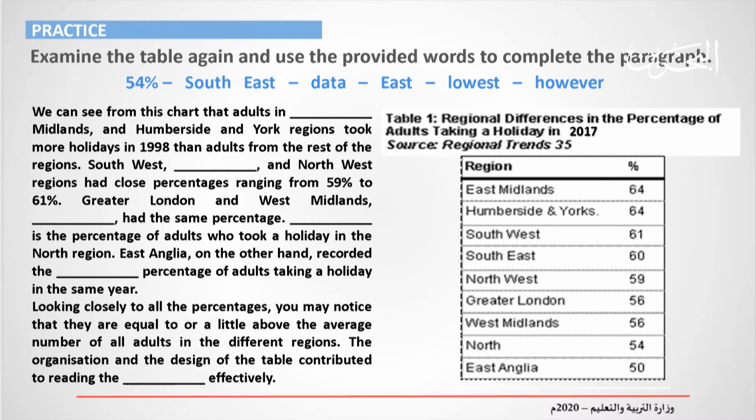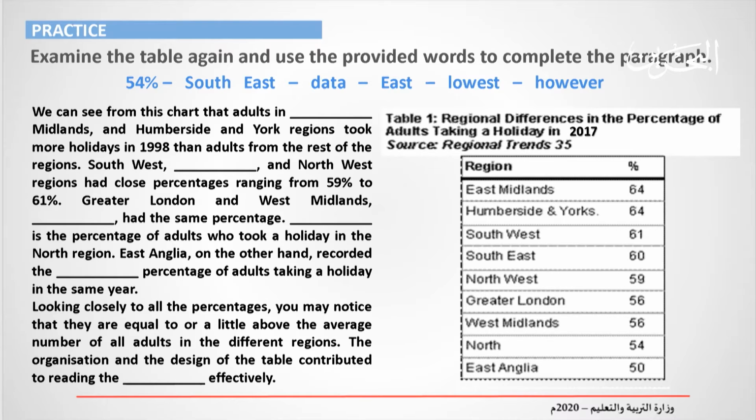Examine the table again and use the provided words to complete the paragraphs. So we have a paragraph with missing words. I need you to place the correct vocabulary in the correct place. So let's read this together, then I will give you 5 minutes to do this activity.